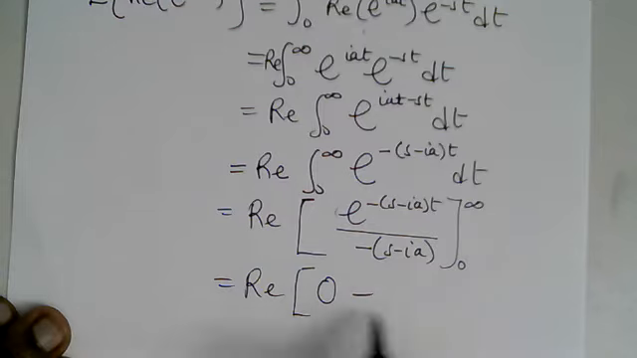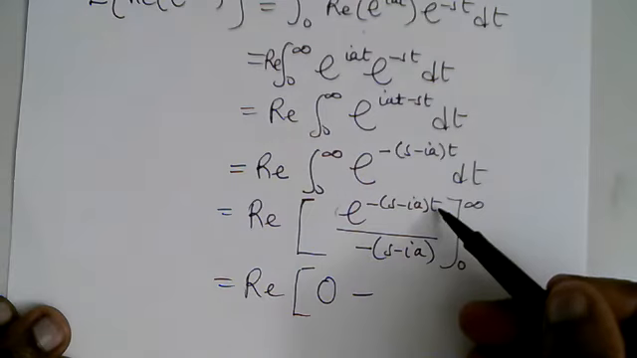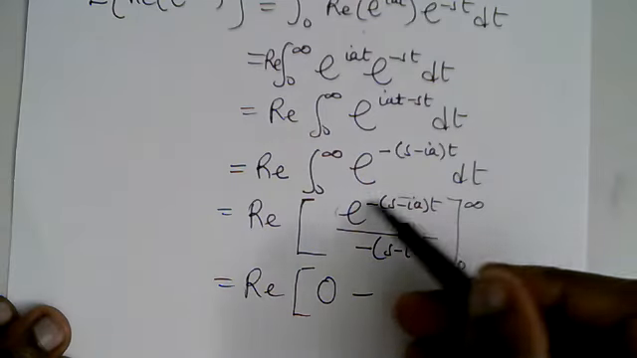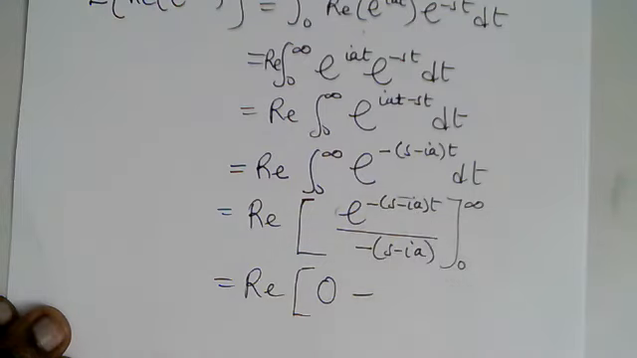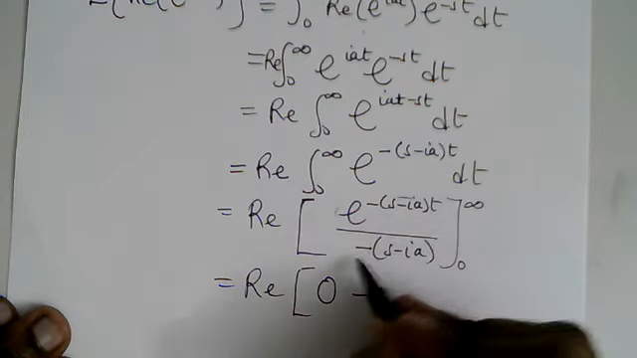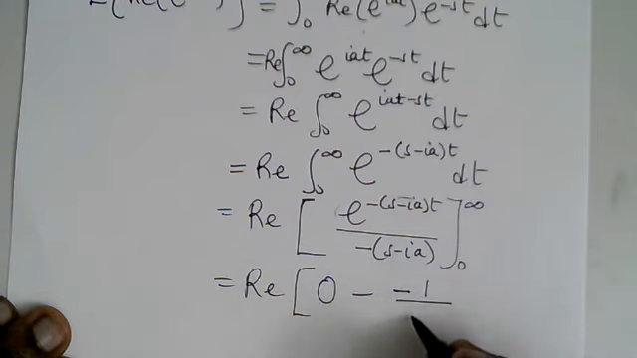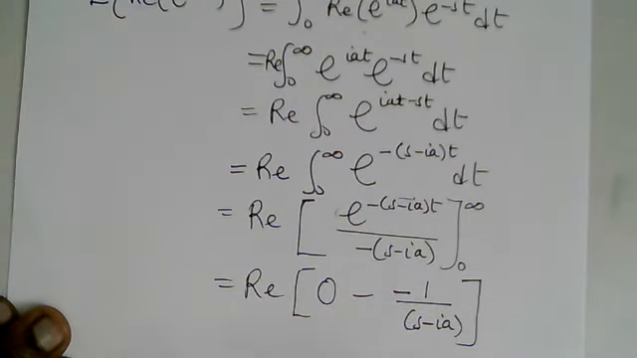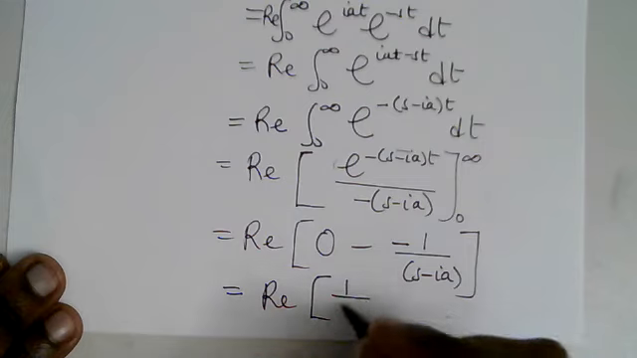Now minus, I'll take the limit as t approaches 0. In place of t, I put 0, so this whole thing becomes e to the power 0, which is 1. So I'm going to have 1 in the numerator. Take note that I have a minus sign here, which is very important. So I'm going to have minus 1 over s minus ia, and this whole thing is going to be the real part of 1 over s minus ia.